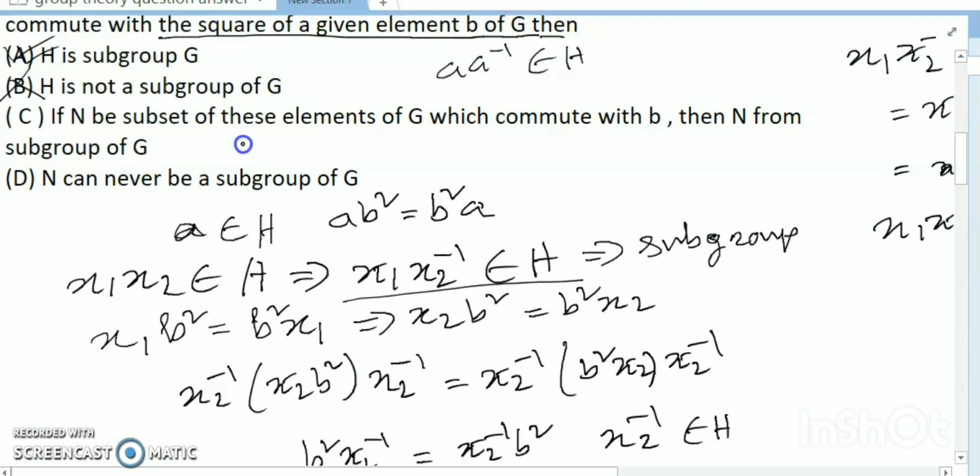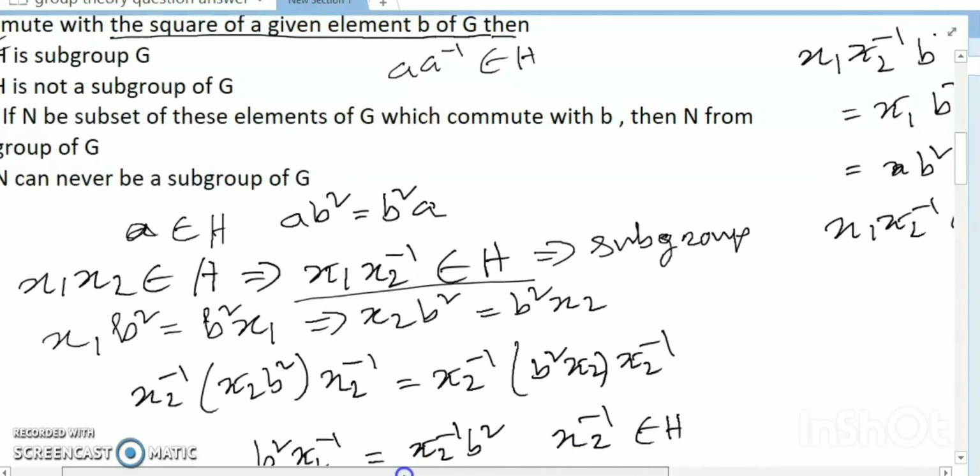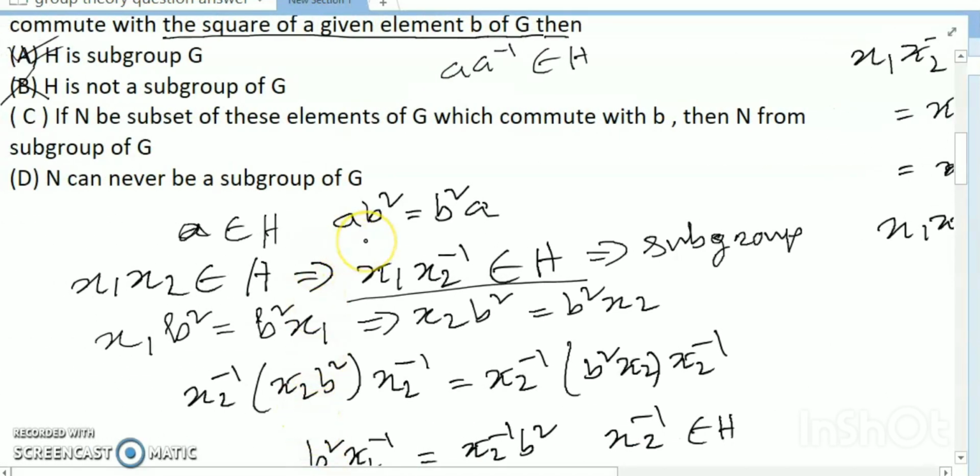So friends, normalizer: N is a subset of the elements of G which commute with B. So you have understood that N is called the normalizer. Normalizer definition: N is a subset of the elements of G which commute with B, then N forms a subgroup of G. This is correct because the normalizer is a subgroup. I have already proved it. N can never be a subgroup of G, this is wrong because I have already proved that it is a subgroup. So the normalizer is a subgroup of G.